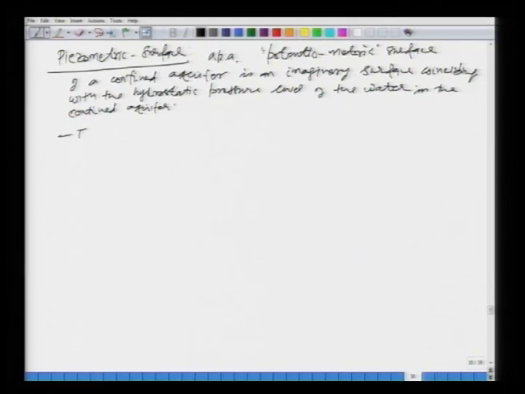The water level in a well penetrating a confined aquifer is equal to the elevation of your piezometric surface. That is what we are saying.